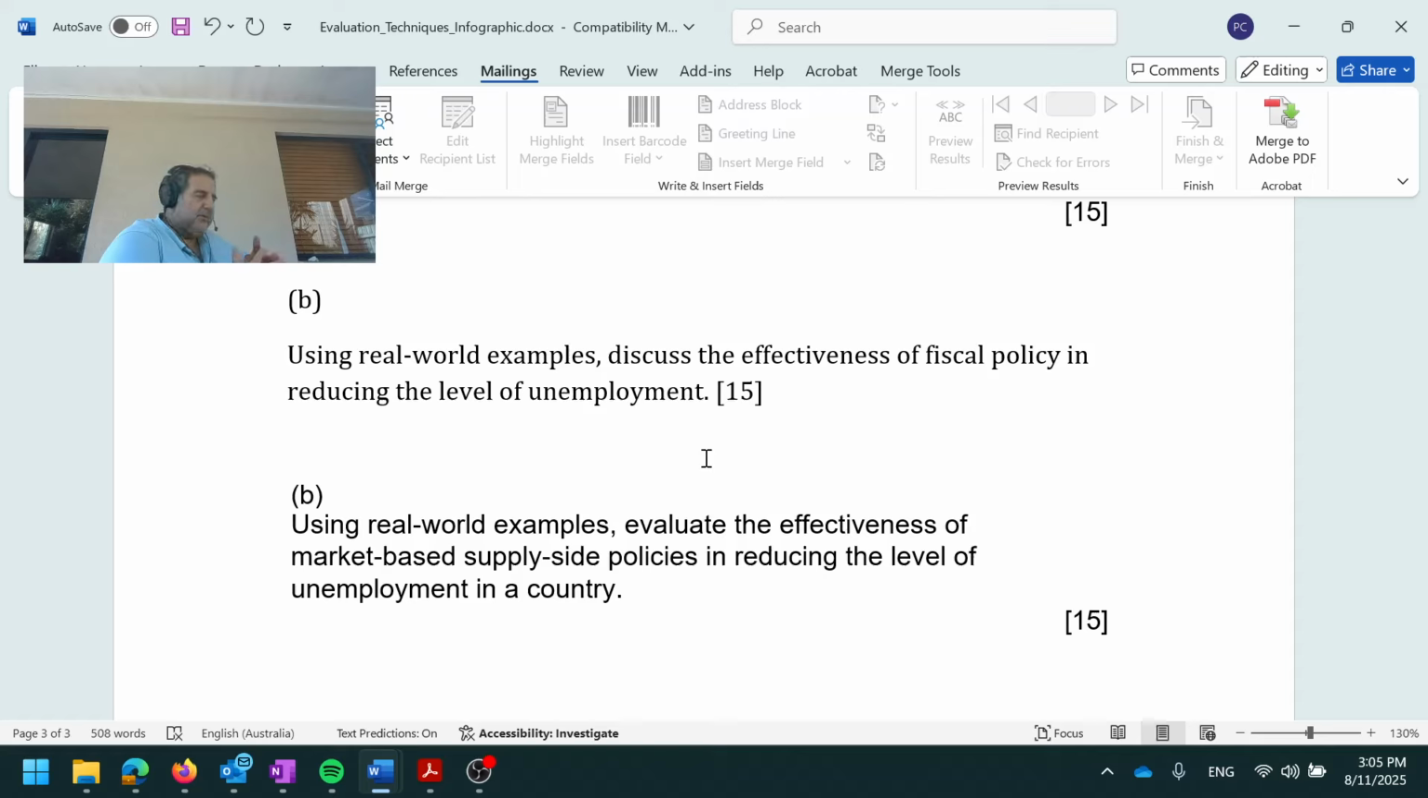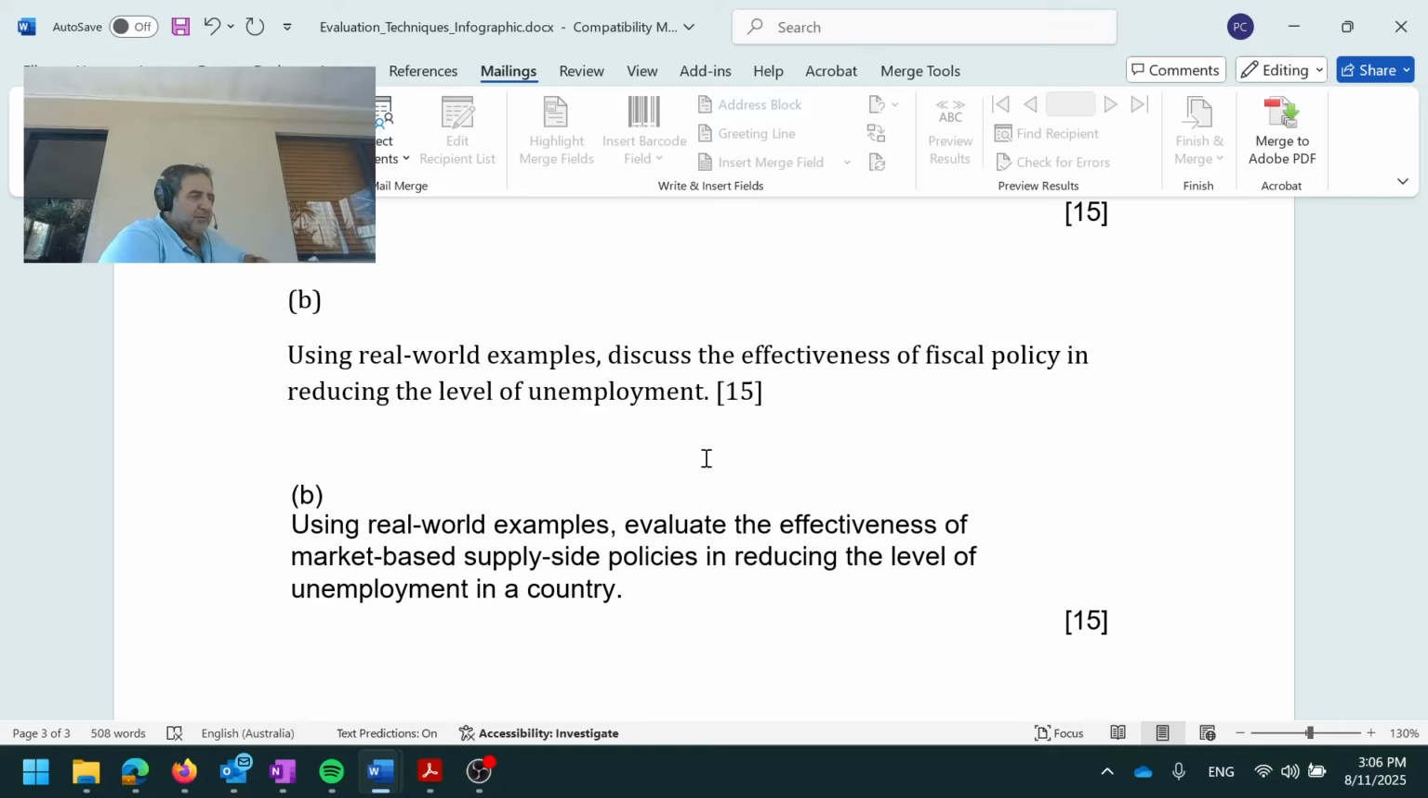alleviate unemployment? So, you shift the aggregate demand curve to the right through a combination of increased government spending or a cut in taxation, closing the output gap. Talk about the strengths of fiscal policy, and then talk about the weaknesses of fiscal policy. Try to blend in your real world example throughout. And again, that represents the first two-thirds of your essay.